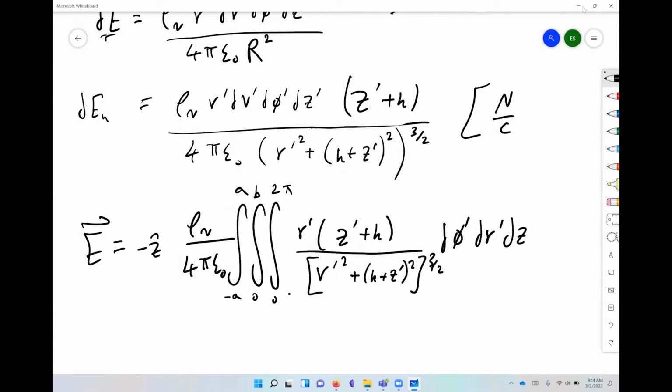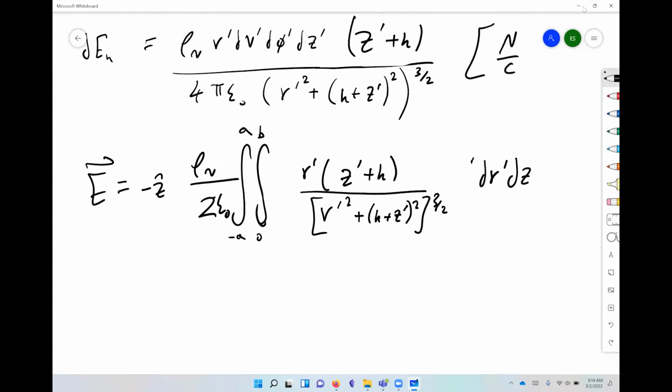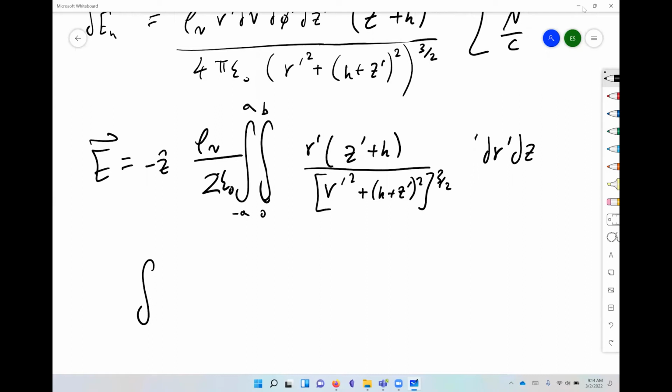The d phi integral is easy. Nothing here is a function of phi, so I can remove this and just multiply by 2 pi. So the pi goes away, and we end up with 2 here. Okay, and then we need to integrate with respect to r prime. R prime is a little bit harder, I guess, but let's do it. So the integral of r prime, z prime plus h, over r prime squared plus h plus z prime to the 3 over 2.